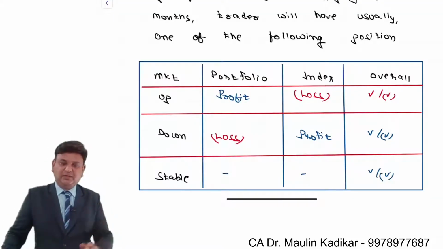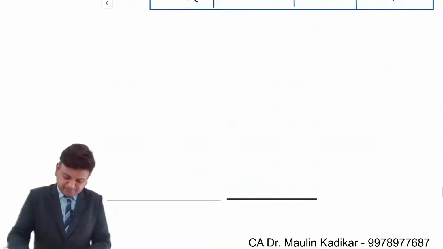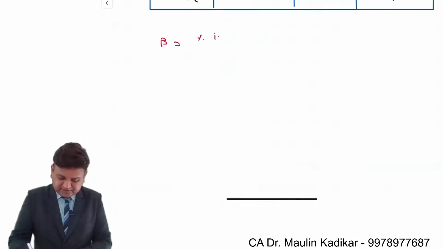Now, friends, before I proceed further, there is one formula of portfolio management which I would like you to recall. One of the formulas that we have studied is like this. Beta measures the percentage change in RJ, that is the return of my portfolio, for every 1% change in RM.